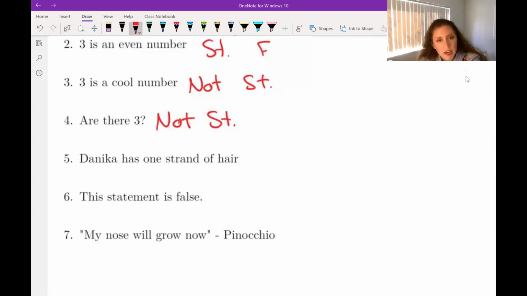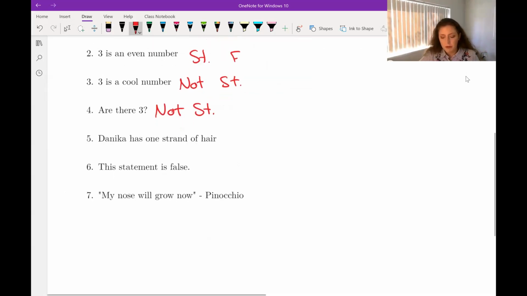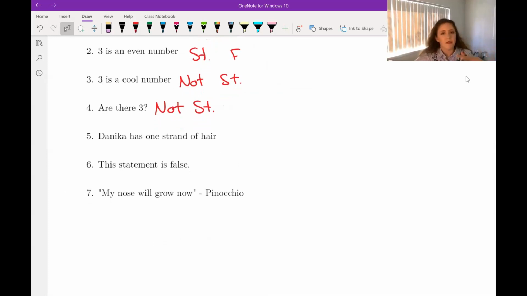Not a statement. Danica has 1 strand of hair. So I know that might sound weird, but it's just something very easily noticeable about me. I have a lot of hair. And this really trips up students every single time I teach this class. So I ask you, does Danica have, do I have, 1 strand of hair? And a lot of people will say false, but in fact it's true. Look, I just found one.